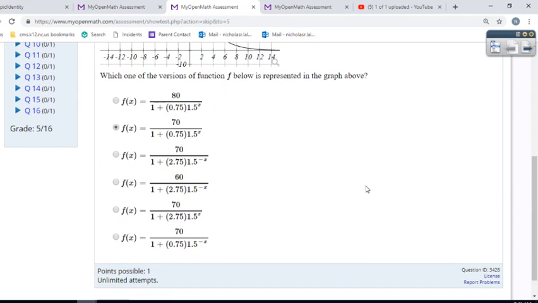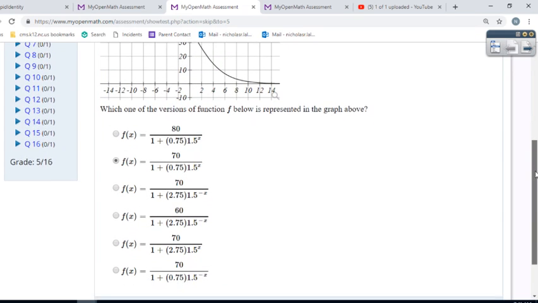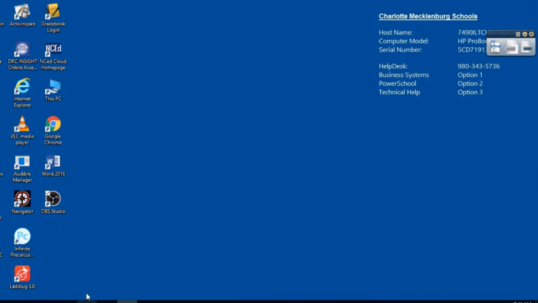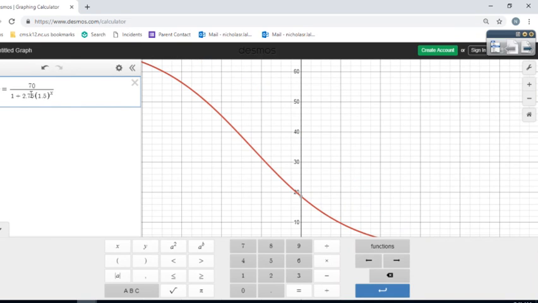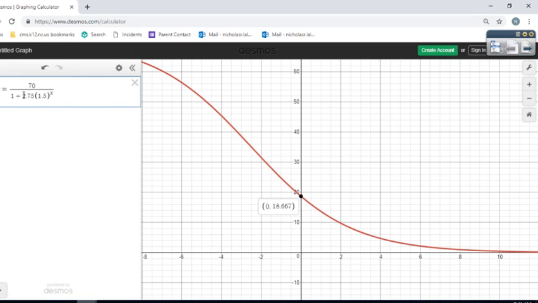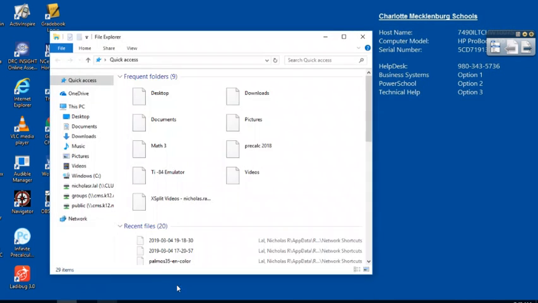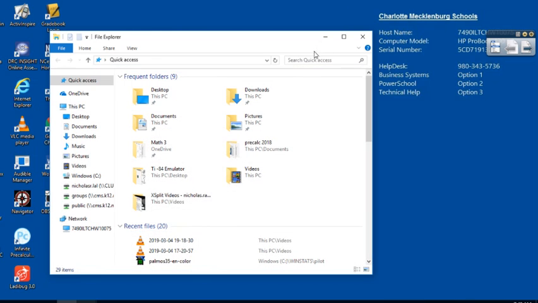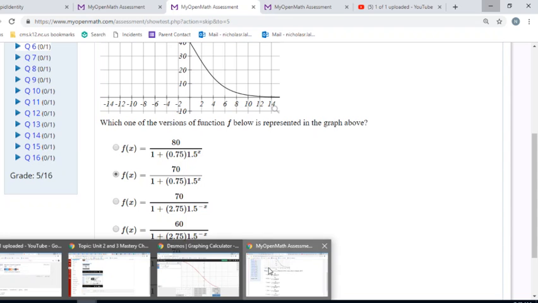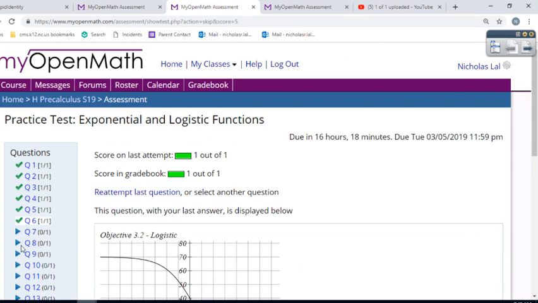And then you have 2.75 to the 1.5x. If you had 2.75 to the 1.5x, you wouldn't have that y-intercept of 40. See, now your y-intercept is less than 20, so that's not correct. The correct answer is 70 over 1 plus 1.75 to the 1.5x. And so you can get that question right really just with Desmos and looking at exploring function transformations. All right, so let's submit. Got it right. Question 7.